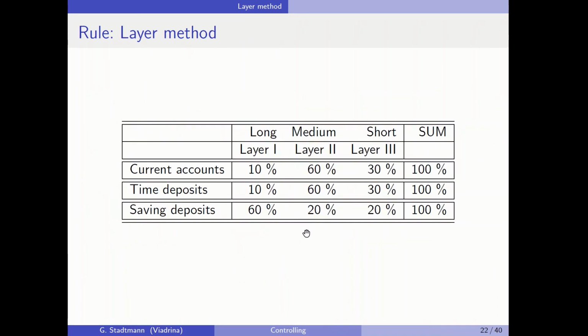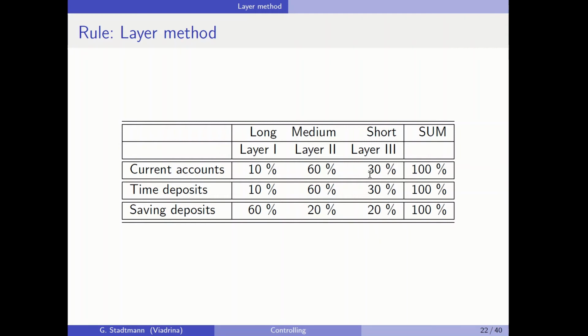So we are assuming that we can use 10% of the current account balance, 10% of the time deposits, and 60% of the saving deposits to finance long-term assets. Furthermore, we can use 60% of the current accounts and 60% of the time deposits, as well as 20% of the saving deposits to finance medium-term assets.